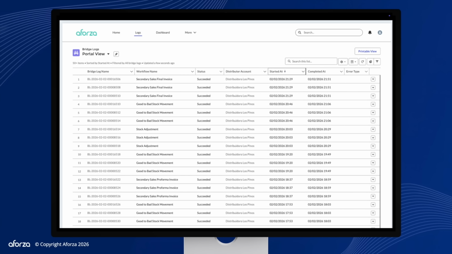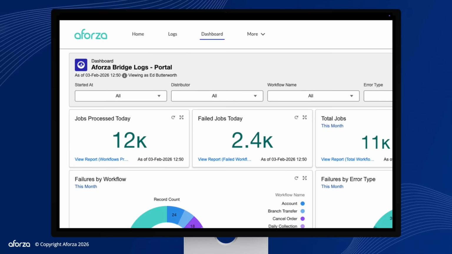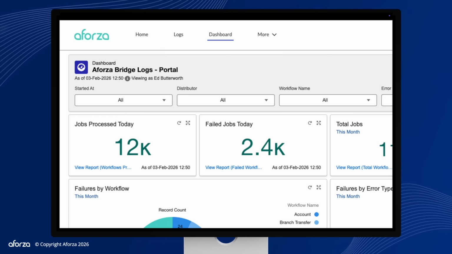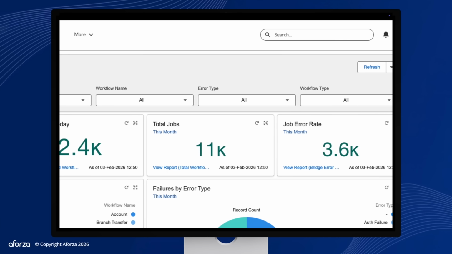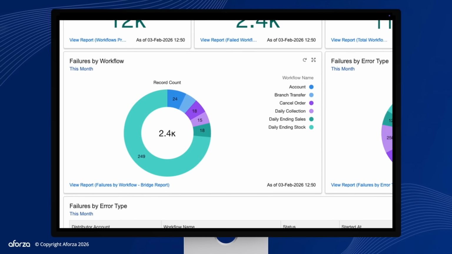Now, finally, we also have a portal to show everything that's happened today. And of course, with Aforza Bridge, you can have these dashboards emailed to you anytime there's a failed job, anytime certain jobs hit a threshold, whatever it may be. They're fully automatable and can fire directly into your inbox. So you're getting notifications when things are happening and whatever kind of oversight you want to have on these different jobs.